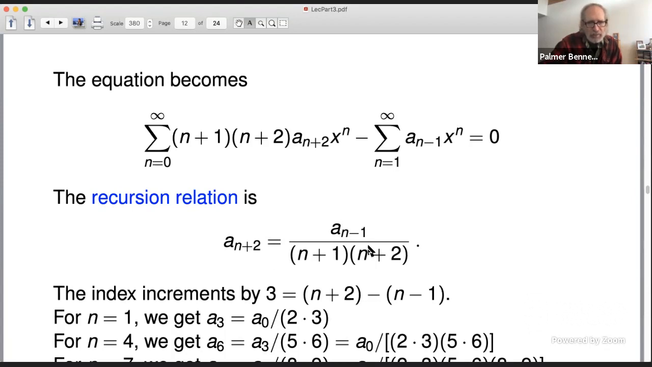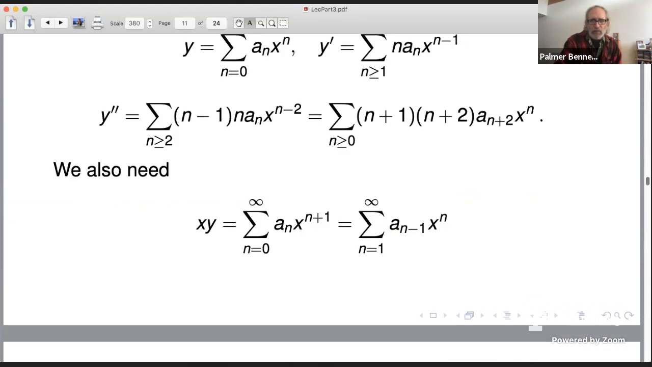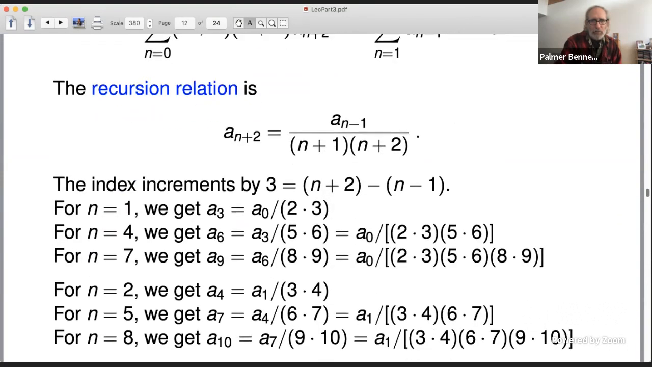Okay. This is different than the previous one because the increment in the exponent is by 3, because the difference between n plus 2 and n minus 1 is 3. In the previous problem, we had a_(n plus 2) is equal to a_n over (n plus 1)(n plus 2). But now it's n minus 1. Okay? And that can be confusing.